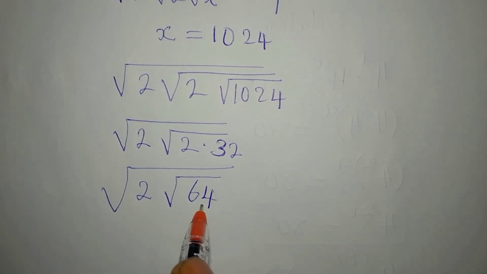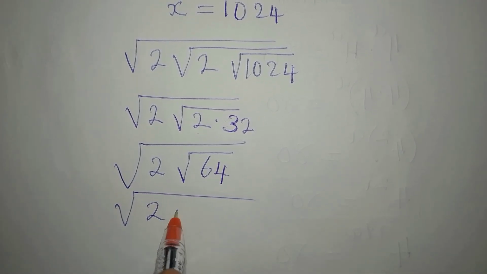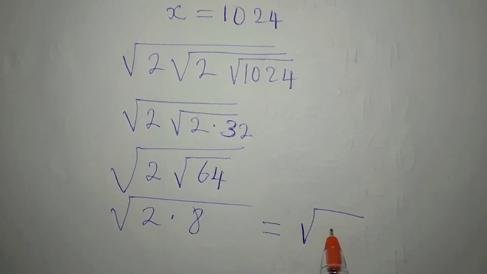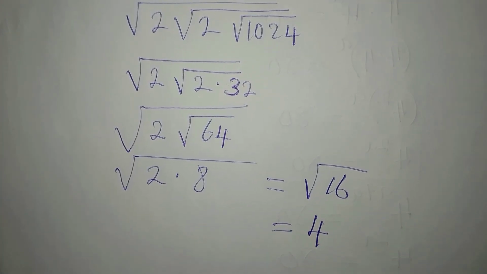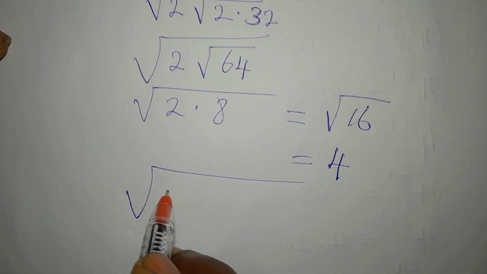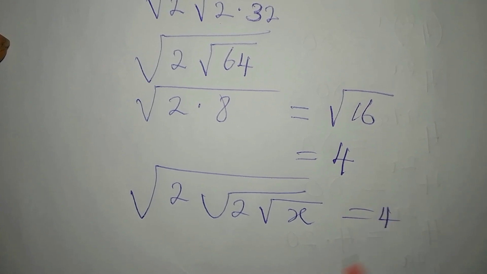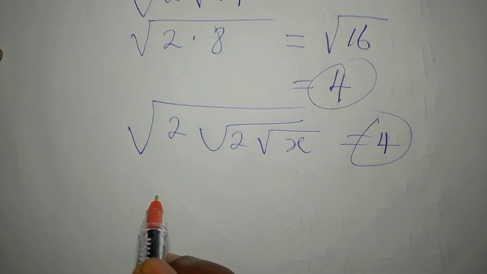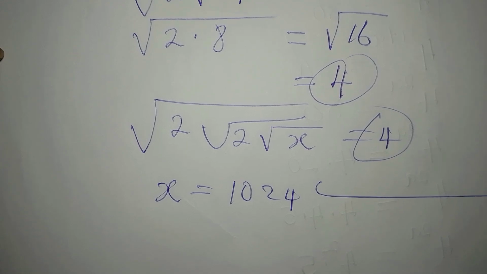Now, this 64 is a perfect square. So we have the square root of 2 multiplied by the square root of 64, and that is 8. So at the end of the day, we have the square root of 2 times 8, which is 16, and the square root of 16 will give us 4. If you remember, the equation again is the square root of 2, the square root of 2, the square root of x equals 4. So now that we are having 4 here and 4 here, it means that our x, which is 1024, satisfies the given equation.